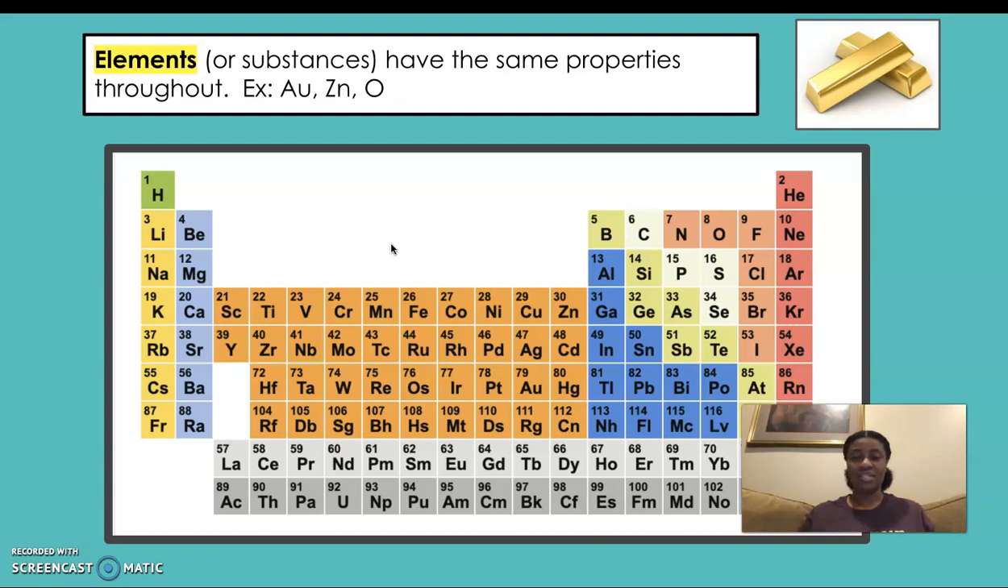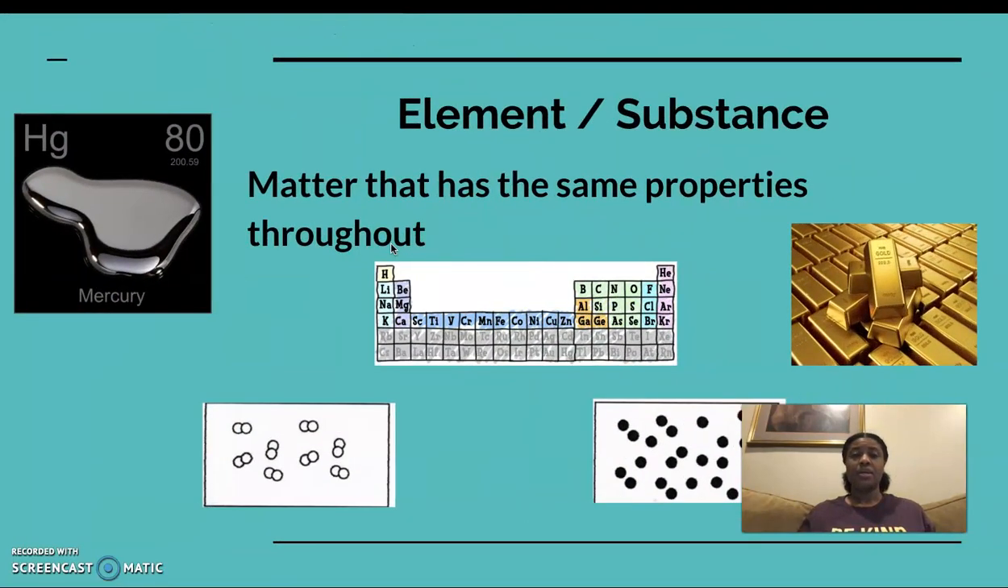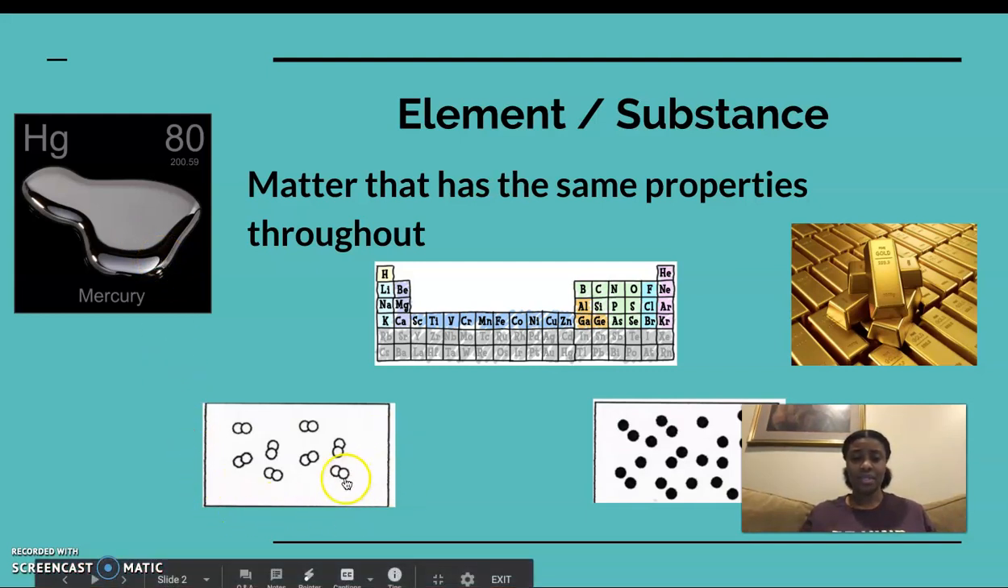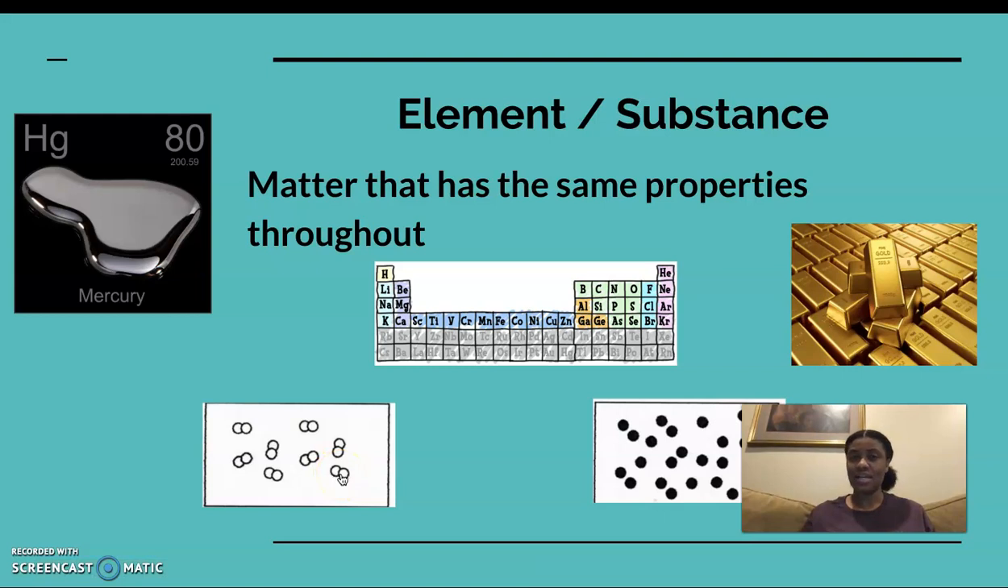They're just matter that has the same property throughout. Oxygen gas. It's all oxygen atoms in there. All right, so this is just saying the same thing, but I gave you some pictures. Here's mercury. These have mercury atoms all throughout. Gold bars have gold atoms all throughout. And here's a little model here. This shows two of the same element. They're stuck together, but that's okay. They're the same element, so we still consider it an element. Here are the same type of elements. They're not stuck together. We still call them elements.